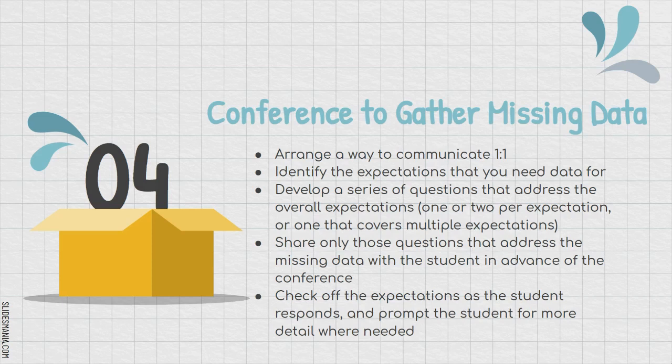Then have a look in your gradebook and identify the expectations that you still need data for. Perhaps if you're missing an assignment that demonstrated 3 expectations, you've been able to see some of those expectations in an alternate assessment piece, or you've observed them, or a conversation has given you some data on them. So just identify those expectations that you lack any data for.